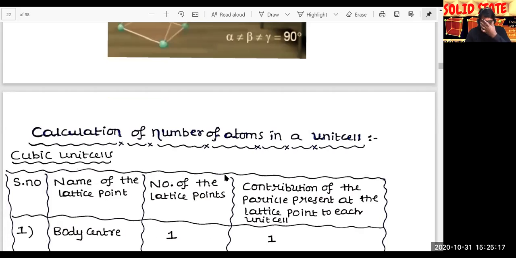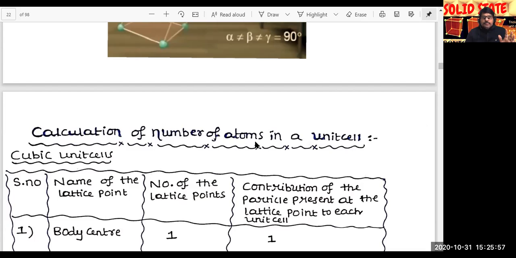And the first and most important one: calculation of the number of atoms in a unit cell. Already in the previous video, we discussed what a simple unit cell, a body-centered unit cell, and a face-centered unit cell are. Simple unit cell means the particles are present only at the corners, and body-centered unit cell means the particles are present at the corners and the body center. In case of face-centered unit cells, the particles are present at all face centers and all corners. But end-centered unit cells are not found in the cubic crystal system.